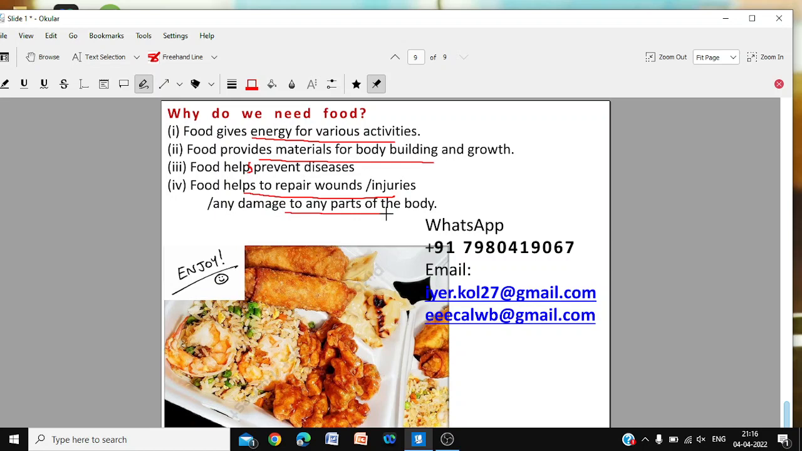So why do we need food? We need it for energy. We need it for materials to build our body, for growth or to repair any wounds or injuries. We need food to prevent diseases.